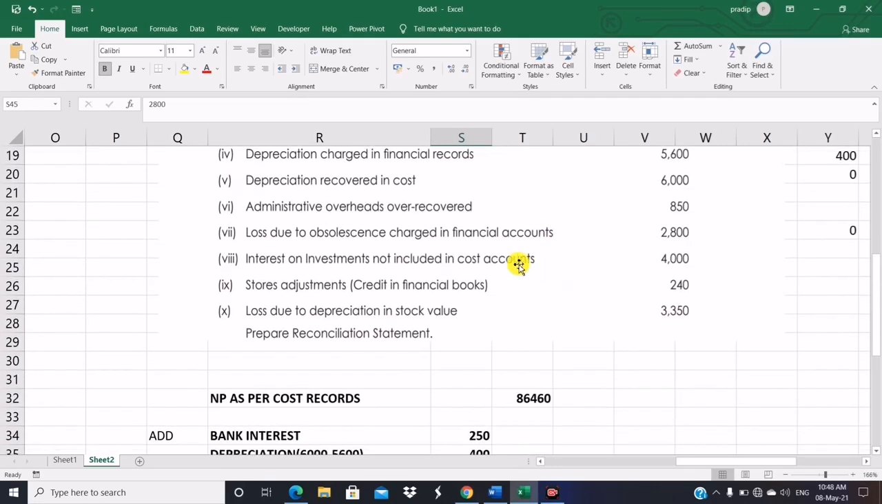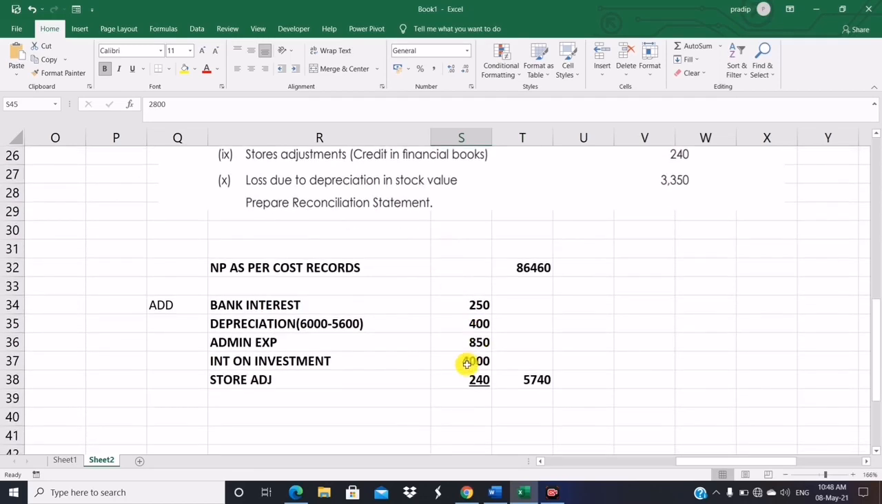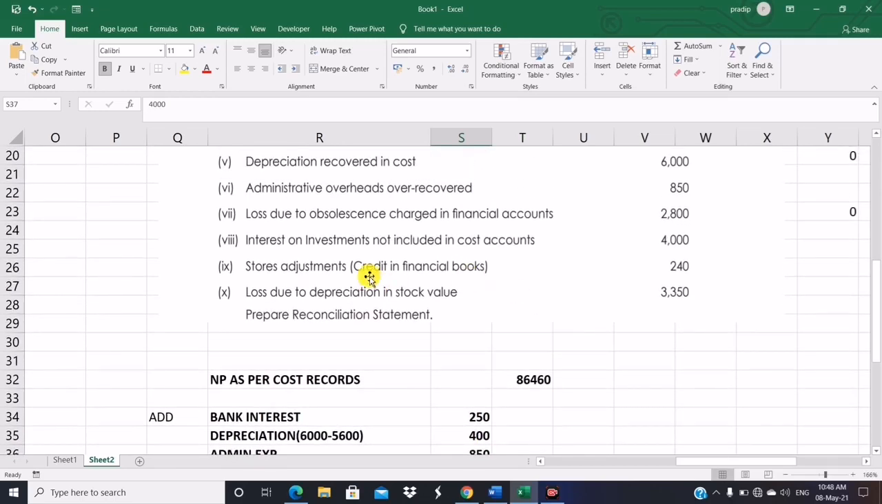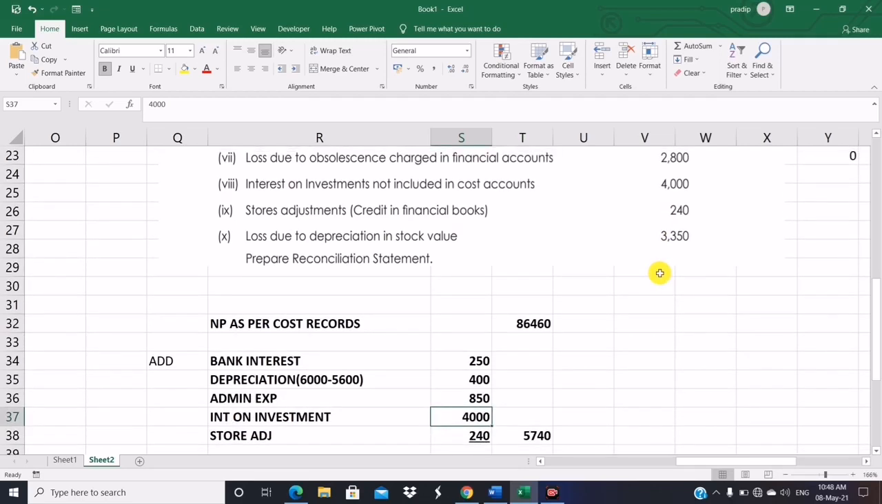After that, the next adjustment is interest on investment not included in cost accounting, rupees 4,000. So if income is undervalued, what we have to do is add that. As per the two formulas, we have to add that income, rupees 4,000. Stores adjustment credited in financial books is 240, but in cost accounting that is not included. So income is undervalued, and if income is undervalued, we have to add.